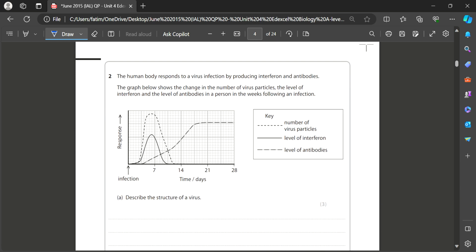Then over here we've also done it in 12 minutes. So that counts for something as well. So we're going along with the time frame. Then we have to describe the structure of a virus.